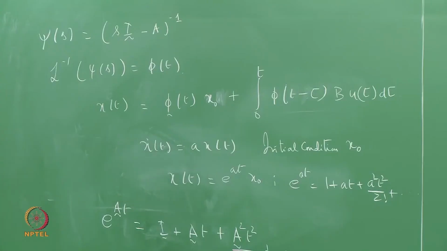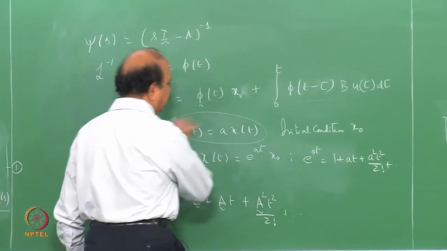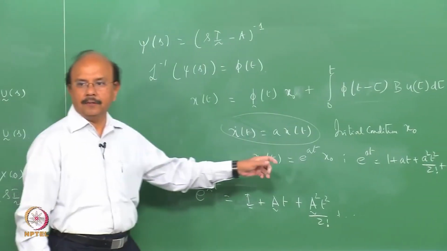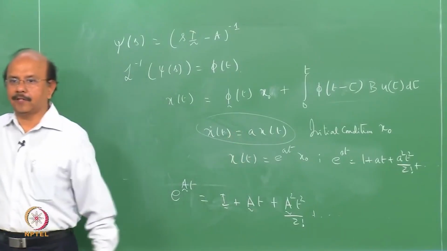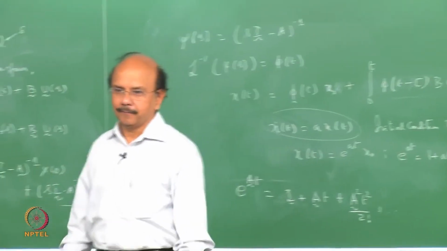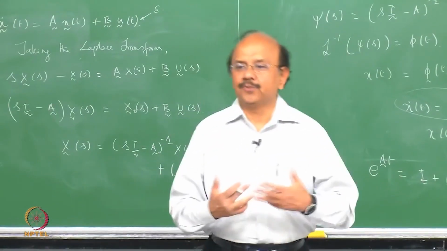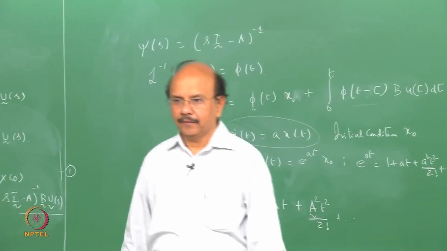We should have one more u of t term, right? X dot of t is... No, that's the expression if this is the expression. I have not come back to this, just wait a minute. I have not yet looked at it. This is only to tell you what e power a t looks like, right?